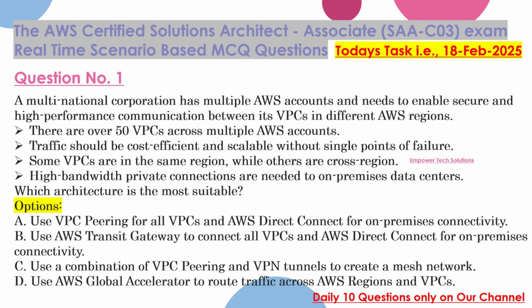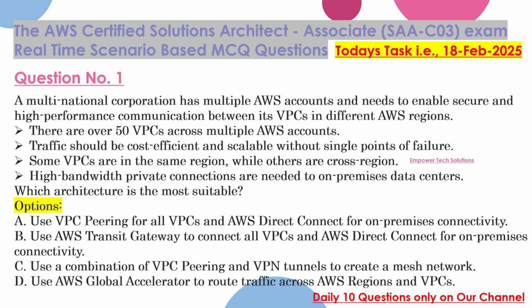High-bandwidth private connections are needed to on-premises data centers. Which architecture is the most suitable? Options: A. Use VPC peering for all VPCs and AWS Direct Connect for on-premises connectivity. B. Use AWS Transit Gateway to connect all VPCs and AWS Direct Connect for on-premises connectivity.